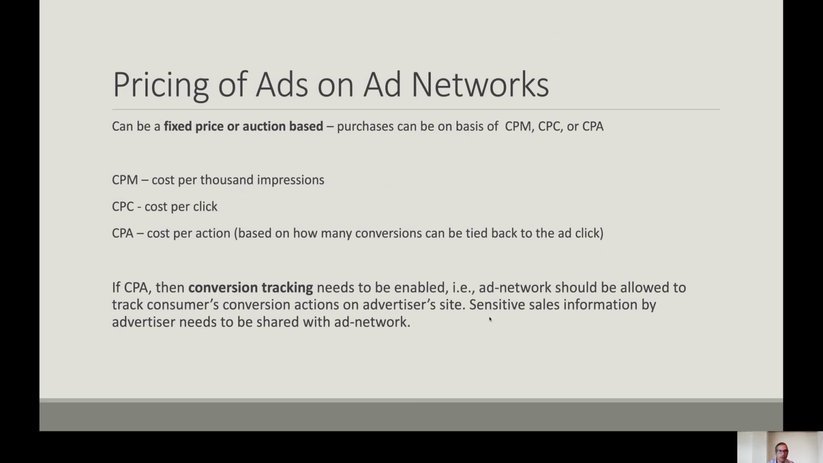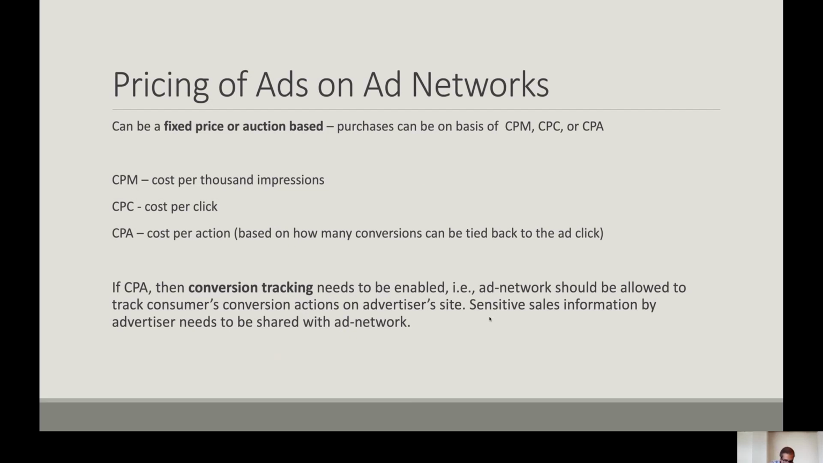Okay. Now, how can purchase of ads happen on the ad network, or in another way, what is the pricing? How does this pricing work? So pricing on ad networks is typically very flexible. You can have a fixed price kind of regime where the ad network just specifies, here is the cost of buying 1,000 impressions, which is also called CPM, or cost per 1,000 impressions. And you can buy as many impressions as you want on that basis.